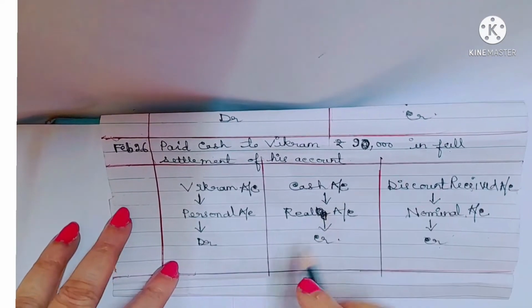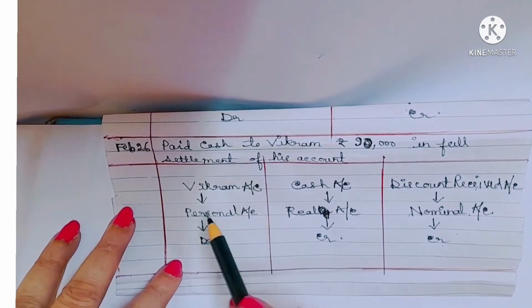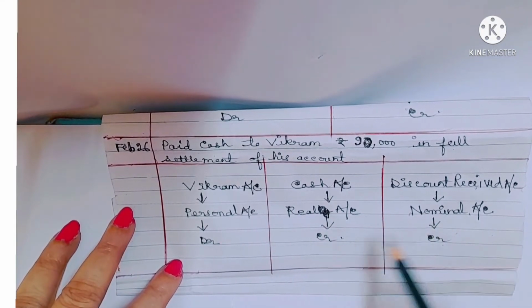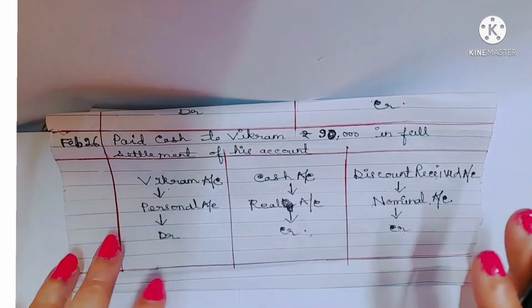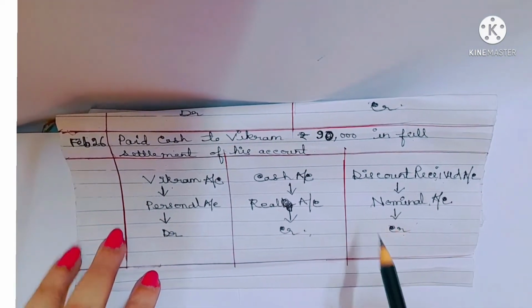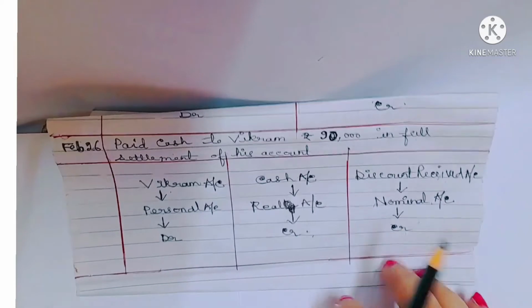Let me explain one more time. This is a compound journal entry. 2 credit, 1 debit. Easy? Clear? I'll show you the calculation while I'll be doing the journal. Okay?